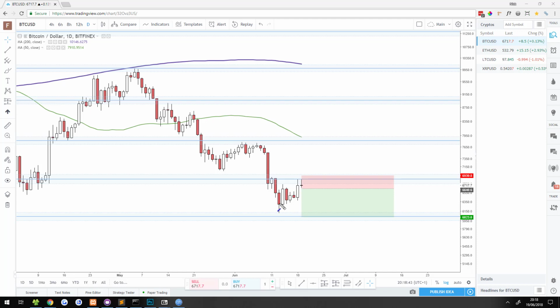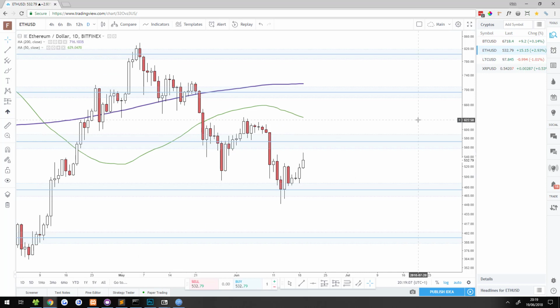But overall, it looks like Bitcoin is trending down and its recoveries are pretty weak. So recoveries just aren't really there. So usually when you see something like this, what it leads to is something like this. Now, let's see what happens. Let's see how it plays out. Let's take a look at Ether or Ethereum.